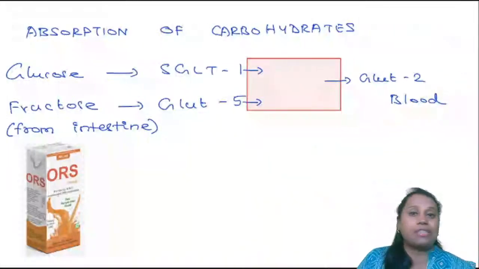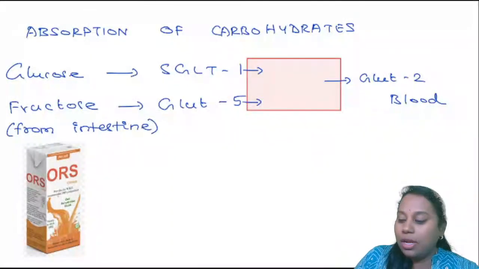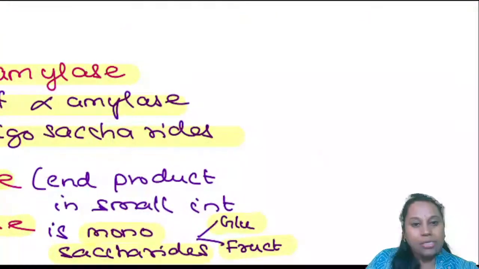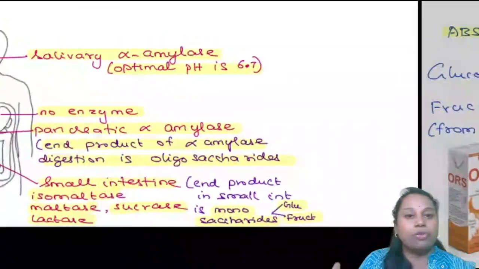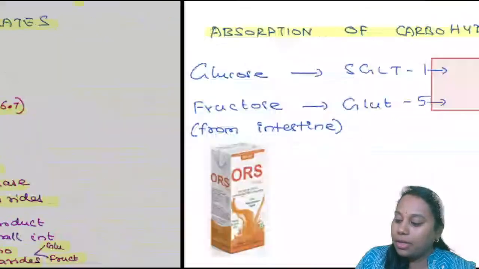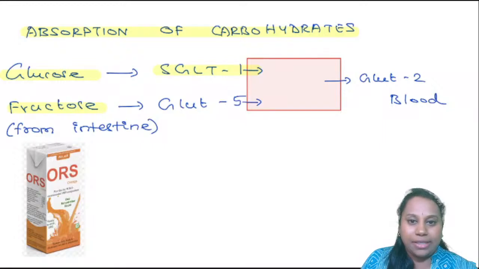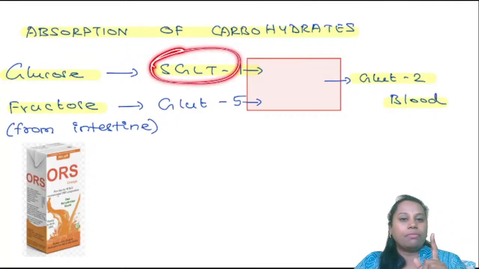What is the fate of these carbohydrates? Glucose and fructose. How is this absorbed? In the small intestine, monosaccharides, glucose and fructose, are formed. Glucose, with the help of SGLT1, is absorbed in the intestines. On the other side, through the GLUT2 transporter, it enters into the blood. What is SGLT? Sodium glucose cotransporter is SGLT.